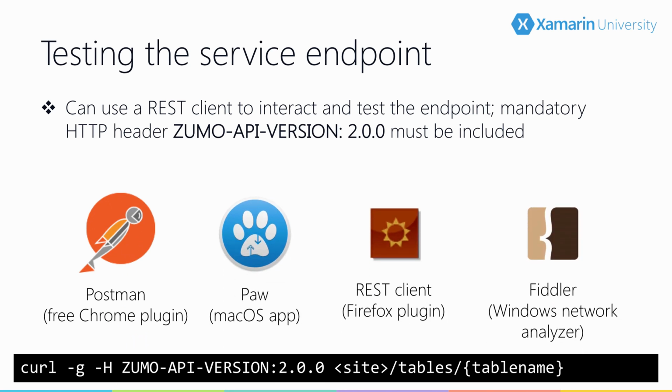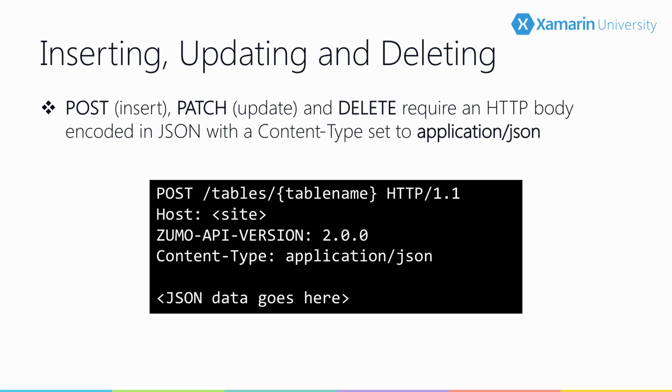To test your tables, you can use any REST client test app. Just use the site URL and then add /tables/ whatever your table name is. And that's going to hit the proper endpoint. Here on the screen you can see a list of some common favorites, but there's plenty of other testing options out there as well. For a GET request, you can simply make the request to the endpoint. But for a POST, a PATCH, or a DELETE, you're going to need to send an HTTP body along with the request in order to specify which resource you want to act on. And you're going to set the content type to be application/JSON.